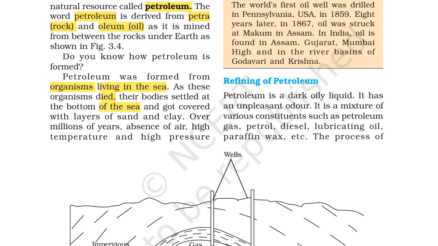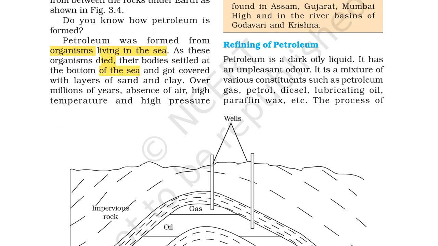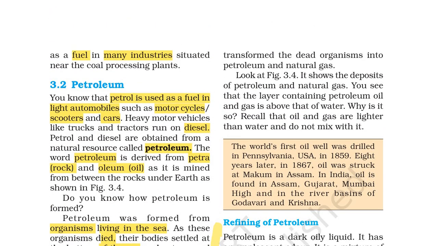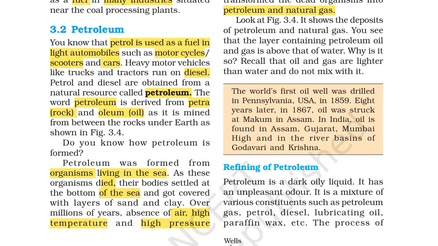हुआ क्या कि कुछ ऑर्गेनिज़म्स मर गए और वो सी में बरीड हो जाएंगे, बेसिकली नीचे चले जाएंगे, सैंड के अंदर चले गए, क्ले के अंदर चले गए, कवर होते जाएंगे लेयर्स से। And after millions of years, because of absence of air, high temperature and high pressure, they will get to be formed into petroleum and the natural gas. हमें पेट्रोलियम भी वहीं से मिलता है, नेचुरल गैस भी वहीं से मिलता है.